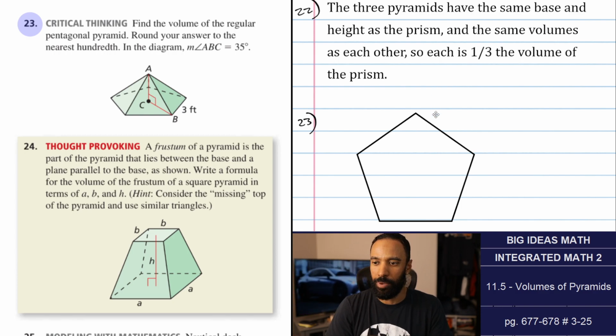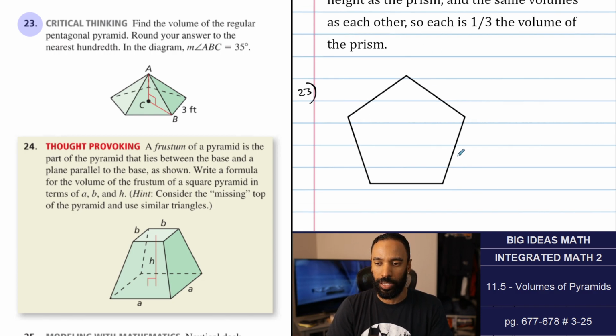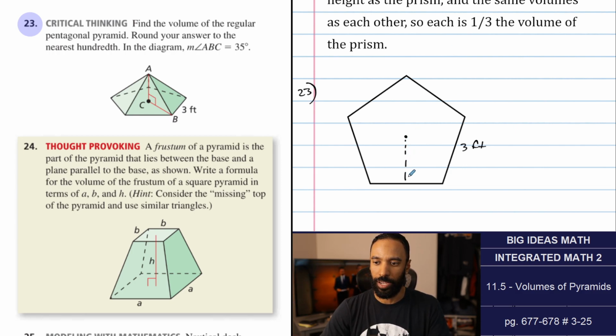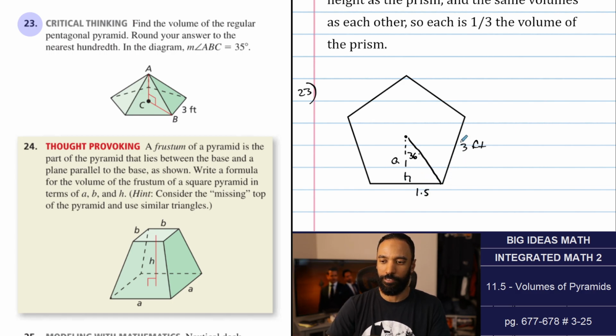With the pentagon base, they said it's regular. So I'm just going to work off the bottom, 3 feet. Actually, let's write it on the side because I'm going to split up the bottom. As we've done with regular pentagons before, let's split this into apothem and central angle. Central angle is this whole thing, 72 degrees, 360 over 5. Divide that by 2, you get 36 degrees. We know this gets bisected, so the 3 feet becomes 1.5 here.